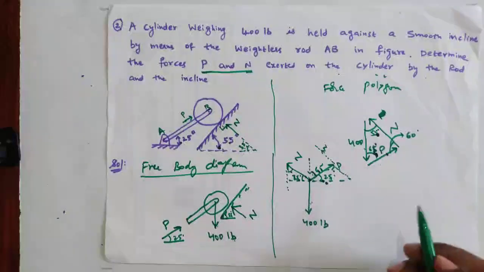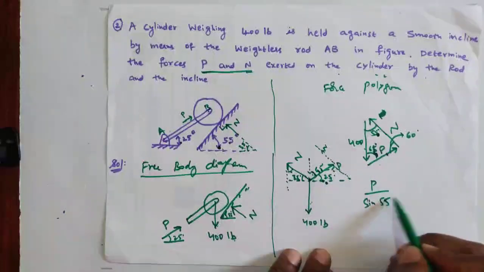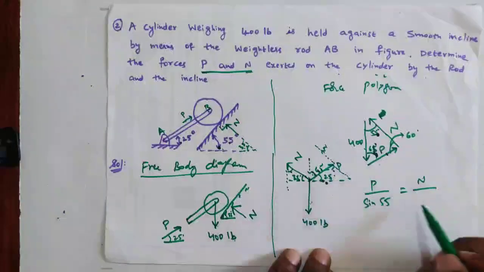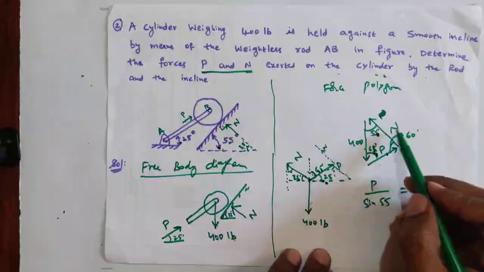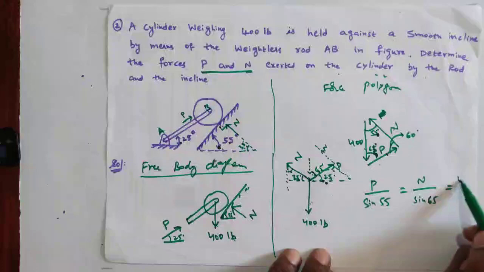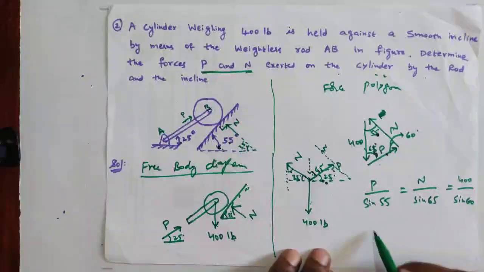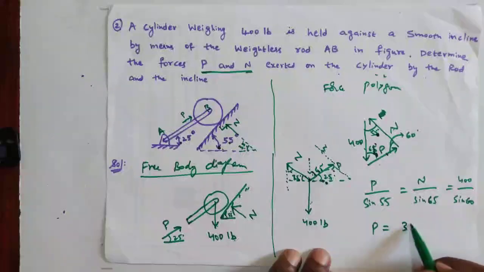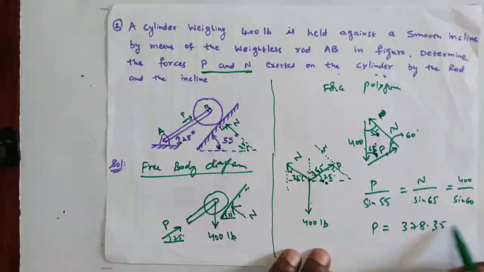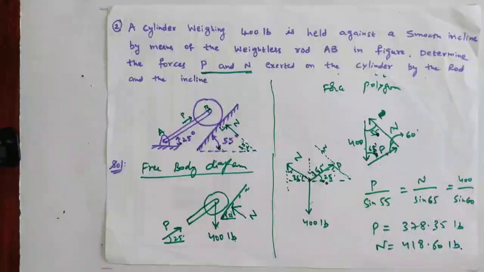So with this we can write like this: P by opposite angle sine 55 is equal to N by sine 65 is equal to 400 pounds by opposite angle sine 60. If you solve this, we will get P equals 378.35 pounds and N equals 418.60 pounds. In this way, we can solve the mechanics problem with the help of the force polygon.